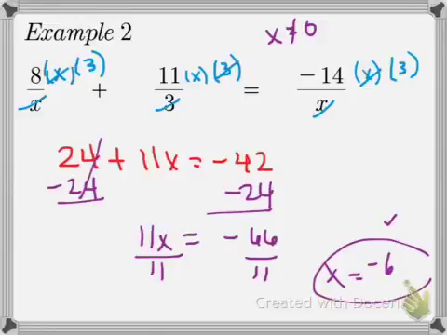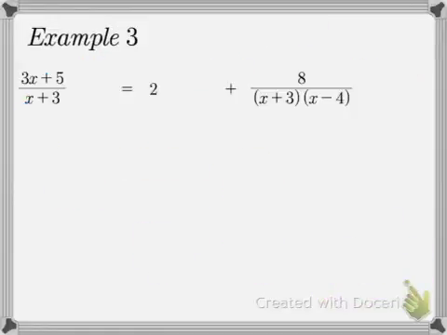Alright, so on to the third example. Our third example has 3 separate pieces. We have a fraction 3x plus 5 over x plus 3 equals 2 plus 8 over x plus 3 times x minus 4. What you're going to want to do, again, is get rid of every single thing that's on the bottom. So on the bottom of this first one, we have x plus 3. So what I would do is go ahead and multiply every single piece by x plus 3.